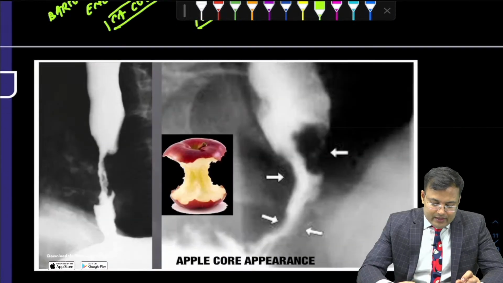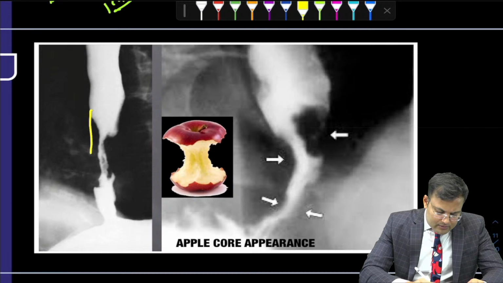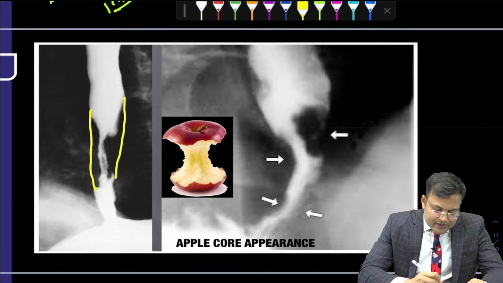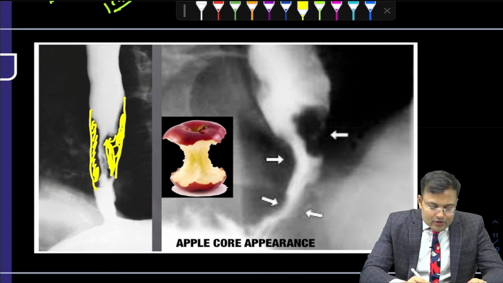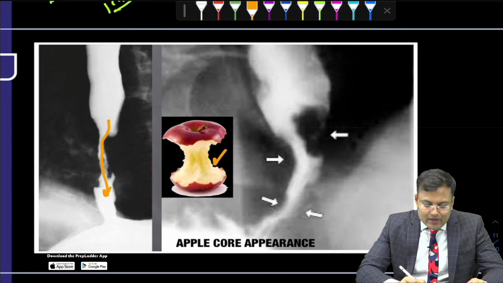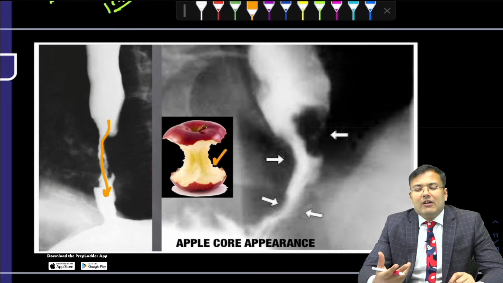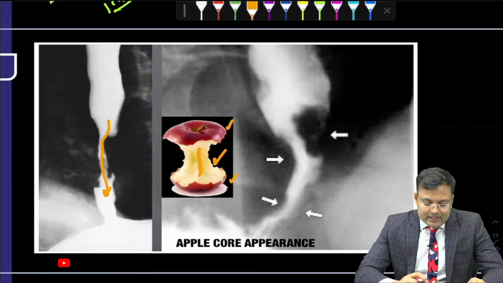Okay. Now see here. So this is apple core appearance. What is this apple core? You can see this is the lumen of esophagus and this is the tumor. So this much part is not visualized because only this central portion is patent. Here you can see the passage of contrast is like this only. We eat apple. So how do we eat apple? We leave something on the top, something in the bottom and something in the center. So this is apple core appearance.